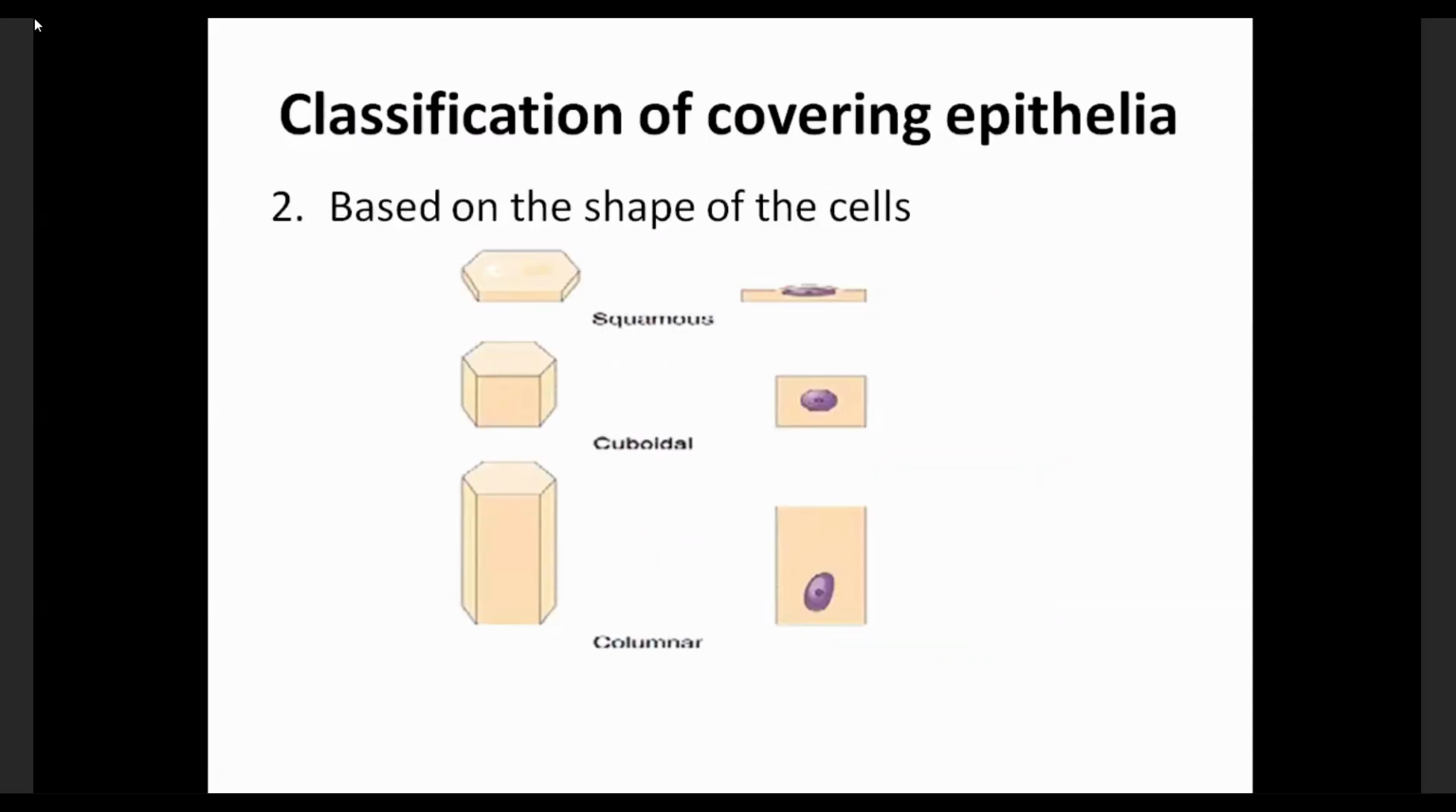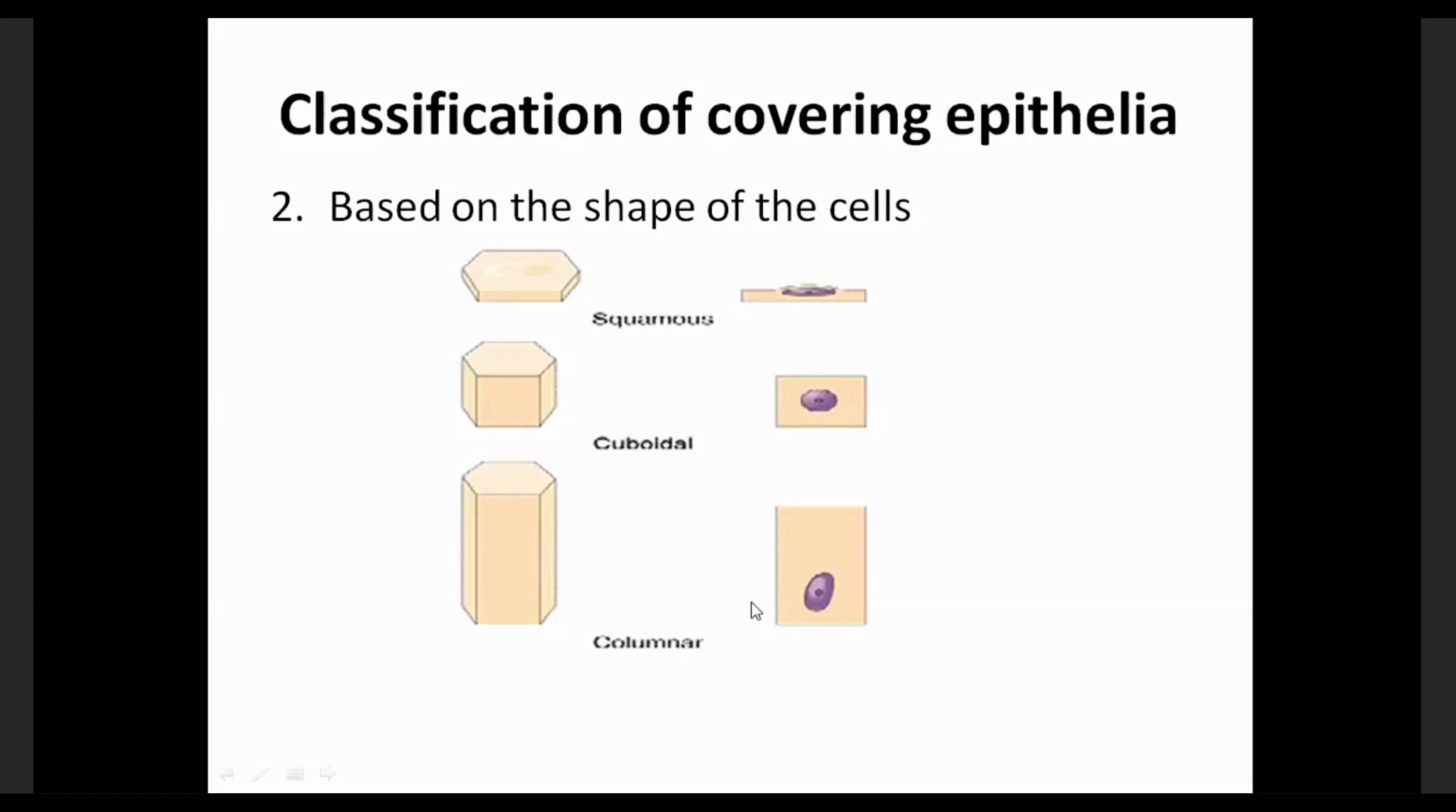The second criterion is based on the shape of the cell. Some cells should be very thin so that they are very quickly crossed. This type of epithelium is flat, and we name them squamous. Others are round, we name them cuboidal. Others are tall, we name them columnar.